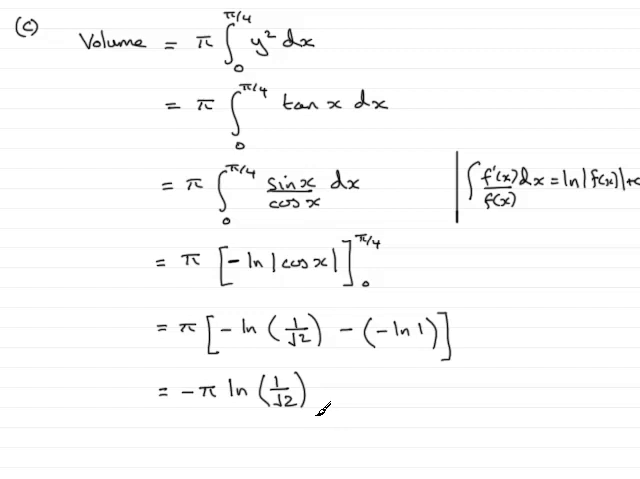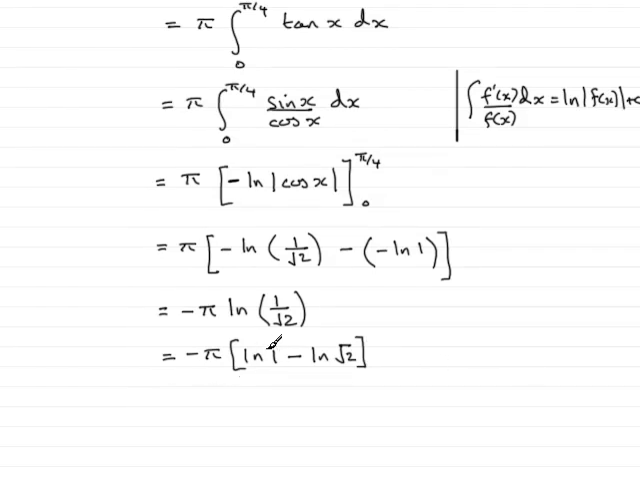I could leave it like that, or I could modify this a little bit further. This is the same as minus pi multiplied by, and using the division rule for logs, I can see that this is the natural log of 1 minus the natural log of root 2. And again, natural log of 1 is 0, so that disappears, and I have minus minus, that's a plus, just simply pi natural log of root 2.